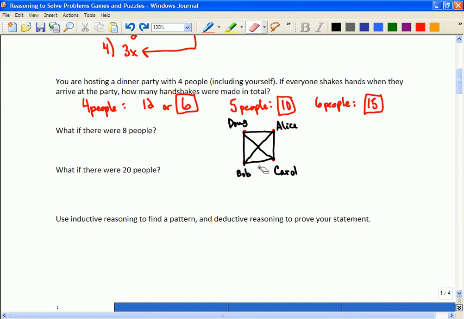There was another explanation for a pattern. Did anybody else come up with a different one? Okay, well, let's hear it. It works, and then it's not dumb if it works, right? Okay, tell us about it.